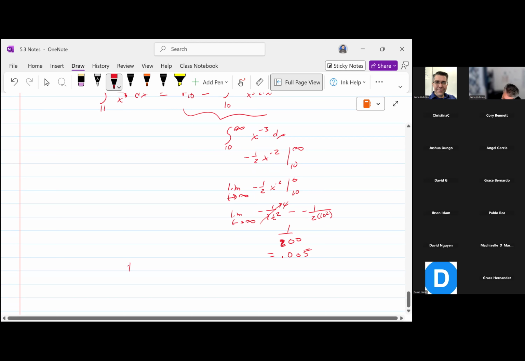So the error on this 1 over x cubed function, on S10 equaling 1.1975, is at most 0.005.